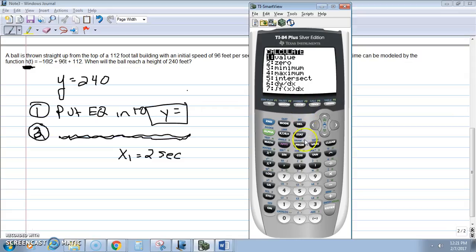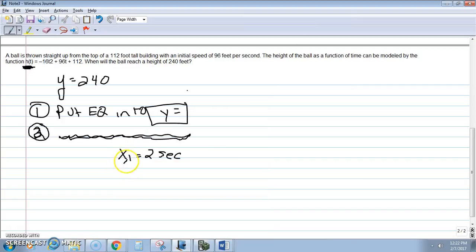And we'll do second calc. I'm just going to hit the number 5. I want to do another intersection. Oh, it moved me back over, so I want to move it back over again. First curve, yes. Second curve, yes. Guess, yes. And x equals 4. So on the way up after 2 seconds, and on the way back down after 4 seconds, okay? So I hope you have all of those steps that I just did. If not, just rewind and write down what I did.